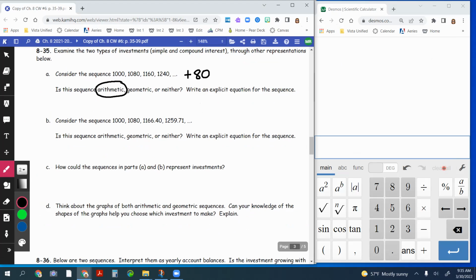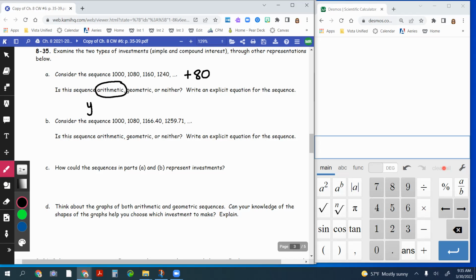So they want us to write an explicit equation for this. So this is going to be y equal 1,000 plus 80. Now this is where I need to be careful. This is my first term. So if that's your first term, you're going to write x minus 1. Or you need to go backwards and find the term before this, which would be your zero term. And so that would have been 920 plus 80x. These are the same equation.